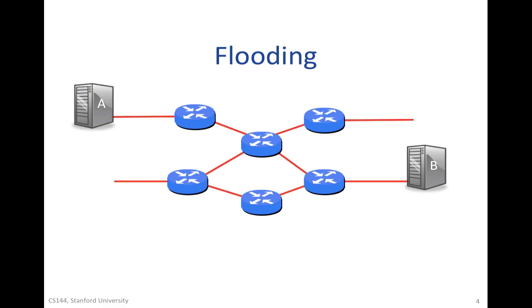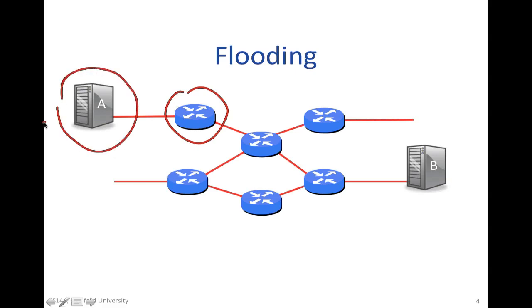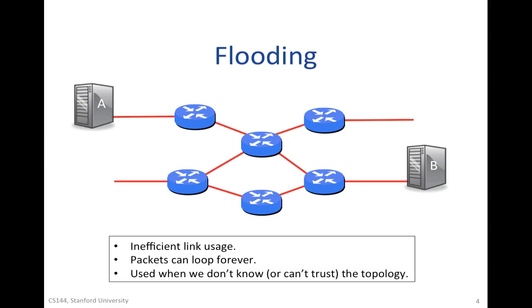So flooding is nice and simple. It requires no state in the routers. It doesn't require any understanding by A of the topology of the network. So it's very, very simple. But because it's so inefficient, it's really only used at times when we know nothing about the topology or we can't trust our knowledge of it, and we need to be able to reach every node. We'll see a couple of examples of this later, particularly at times of transition when we're not quite sure what's going on. So, in summary, it's inefficient in link usage, packets can loop forever, and it's used when we don't know or can't trust the topology.